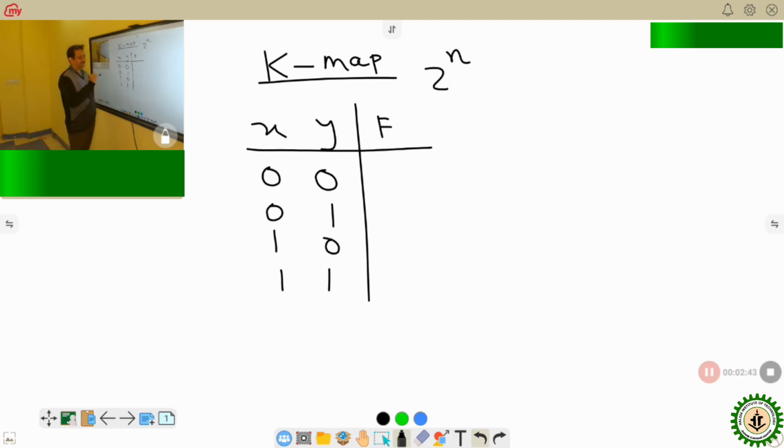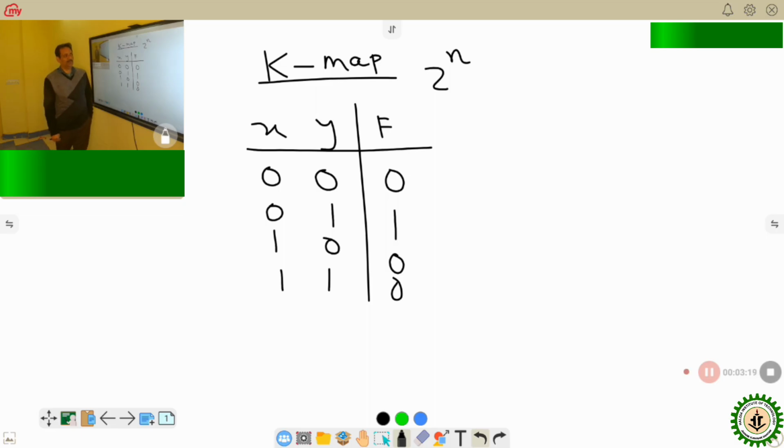Now, for example, for the 0 0 combination, say the output is 0, for the 0 1 combination the output is 1, for the 1 0 combination the output is 0, and for the 1 1 combination the output is, for example, 0. So basically, this is a logical operation. What is the meaning of that? When both inputs are 0, the output is 0. For 0 1, that means x is equal to 0 and y is equal to 1, the output is 1, and for 1 0 and 1 1, the output is 0. So this is a logical operation.